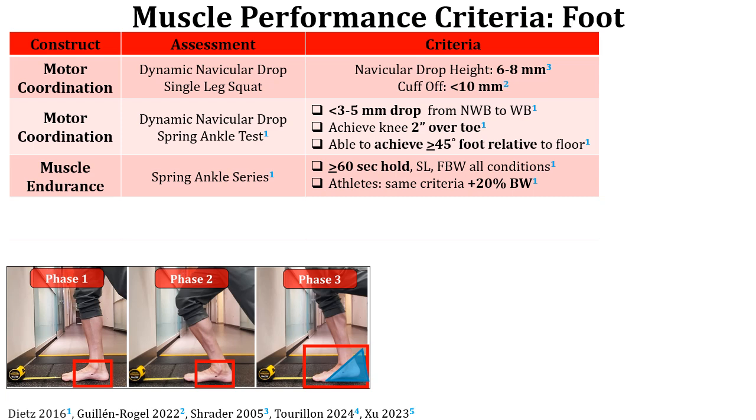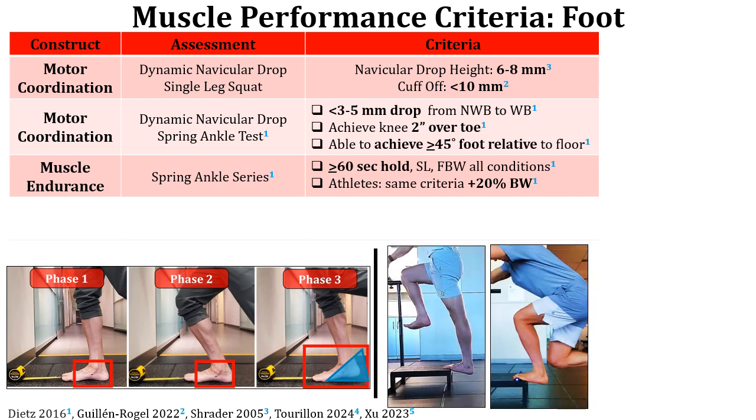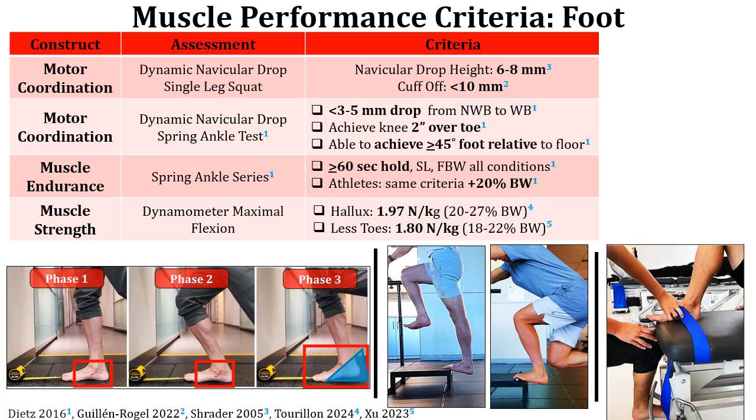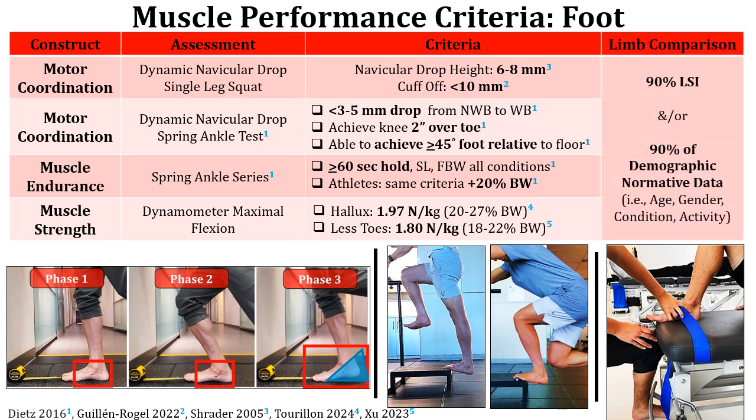The muscular endurance, right? So you're going to be looking at greater than 60-second holds for the different spring ankle conditions, knee straight, knee flexed, as well as plantar flexed and dorsiflexed. And then finally, the muscular strength. You're looking at your 20 to 27% body weight with hallux flexion and 18 to 22% for your lesser toes. And then for your limb comparison, you're looking for greater than 90%. And then eventually you want individuals to be able to hit their demographic norms, that is age, gender, condition, and their activity or sport specific demographic.